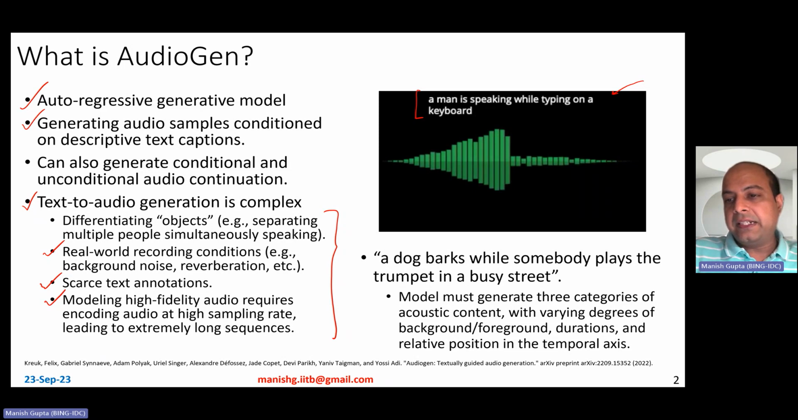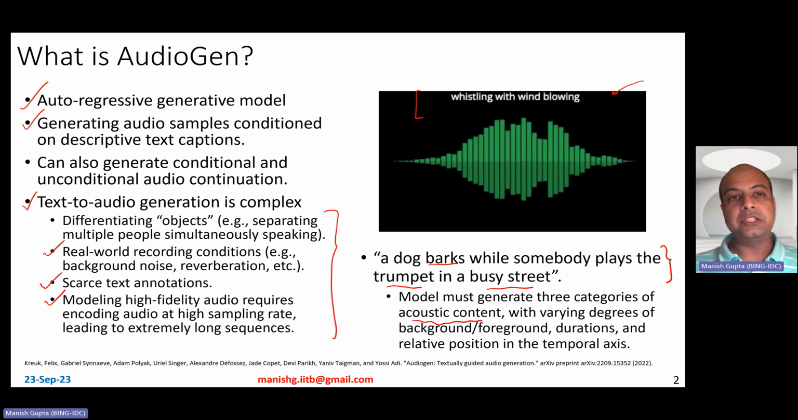In fact, consider this particular example. Let's say we ask the model to generate an audio corresponding to this caption: a dog barks while somebody plays the trumpet in a busy street. Okay, so a dog is barking, somebody is playing the trumpet, and it's a busy street. The model must generate three different categories of acoustic content, right? Something that denotes a busy street, something that denotes the trumpet, something that denotes the dog barking, and with different degrees of background and foreground, different durations, different relative positions on the temporal axis, right? So all of those are interesting things to take care of when doing text to audio generation.